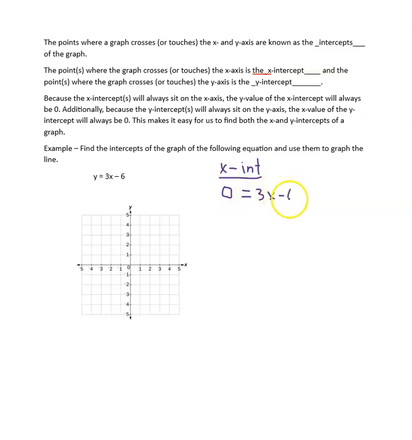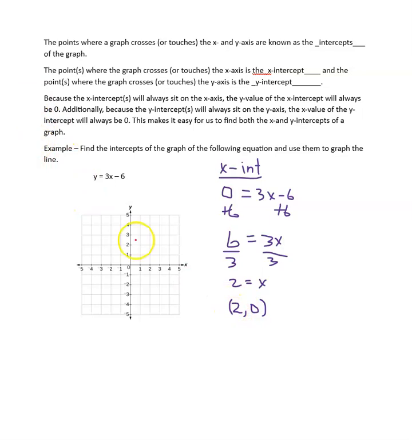So we have 0 equals 3x minus 6. Add 6 to both sides. We get 6 is equal to 3x. Divide by 3. And we get x is equal to 2. So the x-intercept has an x value of 2 and a y value is always 0. So the x-intercept in this case is the point (2, 0).